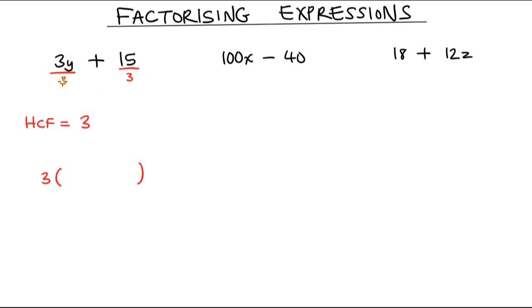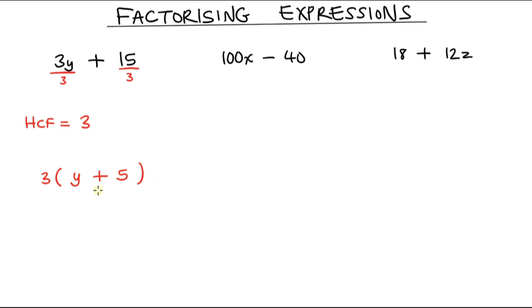So what is 3y divided by 3? Well, the 3's cancel. All I'm going to be left with is y. And then I've got plus. And then I do 15 divided by 3, which is 5. So my final answer is 3 outside the brackets, and then inside the brackets, we've got y plus 5.